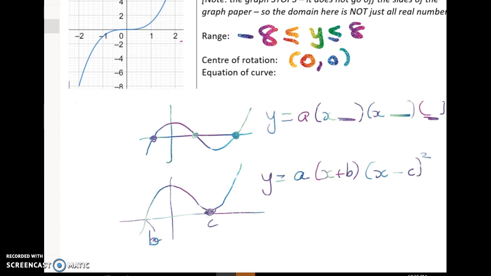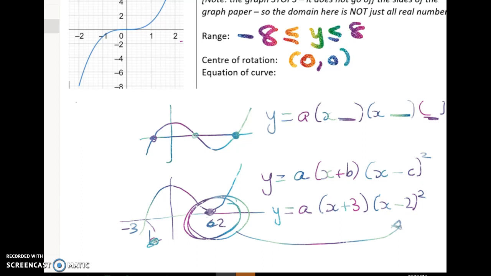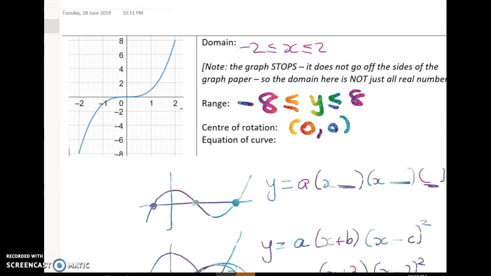Let's put some numbers in. Suppose this number here is -3 and this number here is 2. That would be y is equal to a times (x plus 3)(x minus 2) squared. So the bouncing tells me that I've got a repeated factor here, and the ordinary crossing tells me that I've just got a factor here. And the last one that we've got is where I've got 3 repeated roots. The basic form of that is y is equal to some scale factor times x cubed, and that's what this picture looks like. All I have to do now is work out what that scale factor is.